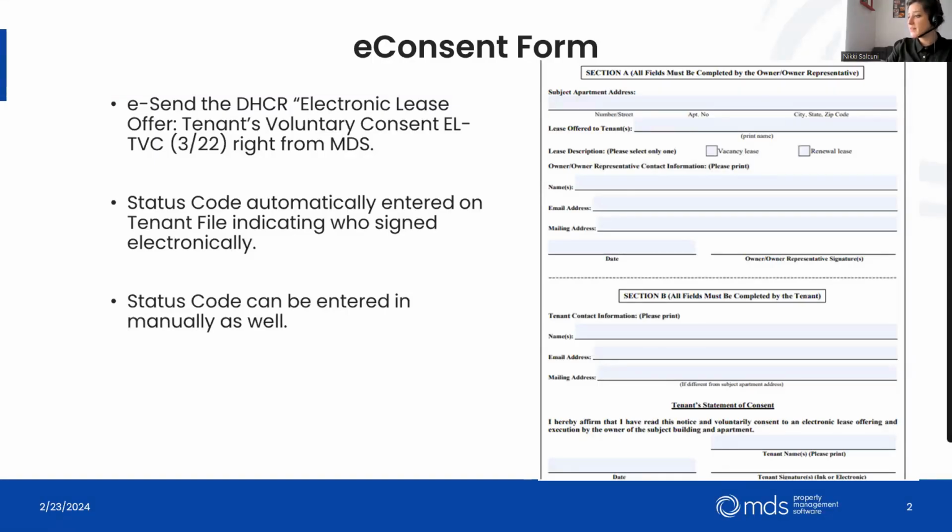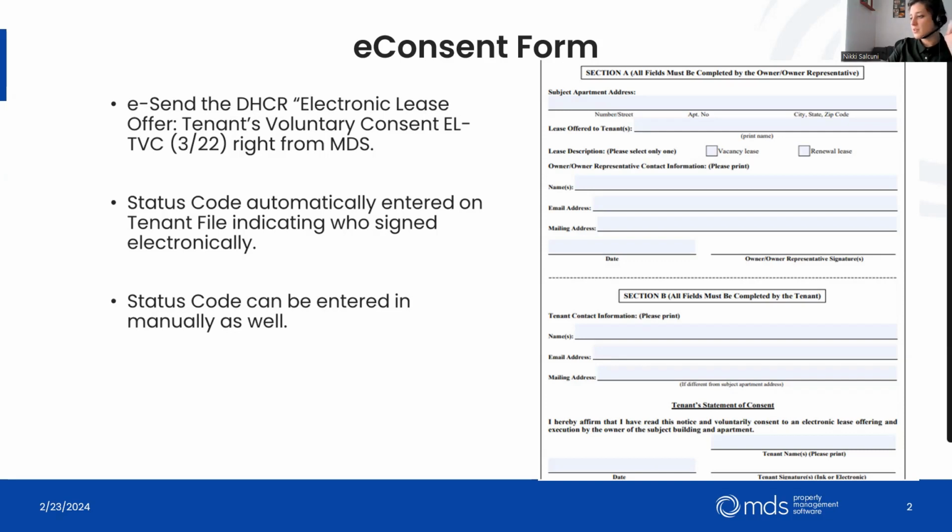First things first, we have this e-consent form. For stabilized residents, the DHCR requires that consent is received before e-signatures can be accepted. So we make that process as easy as possible with this e-consent form, which you can run directly out of MDS, like any standard report. The e-consent document itself is also eligible for e-signing too. So upon your occupants signing this form digitally, the e-sign consent status code would then get automatically assigned via the system, which is pretty cool.